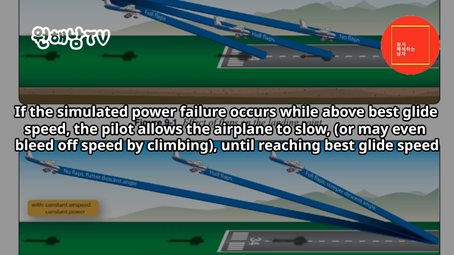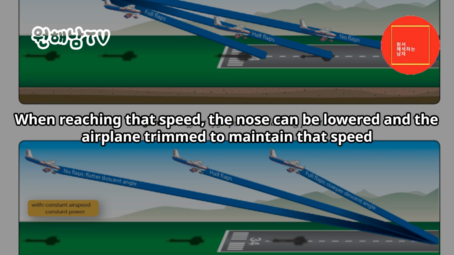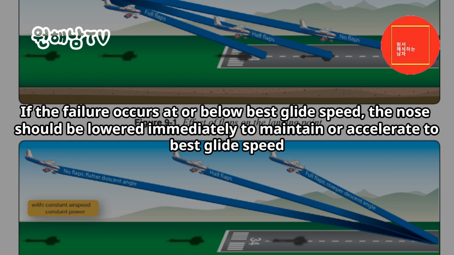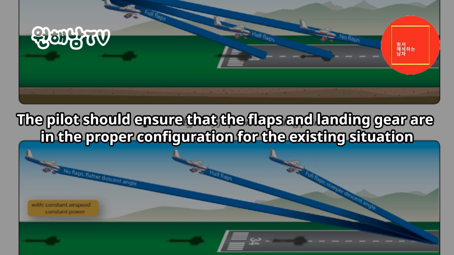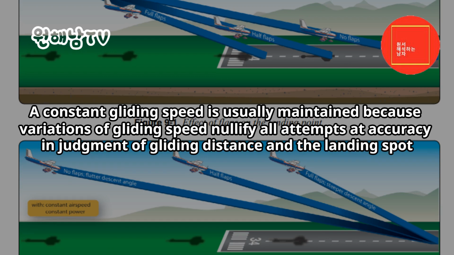If the simulated power failure occurs while above best glide speed, the pilot allows the airplane to slow, or may even bleed off speed by climbing, until reaching best glide speed. When reaching that speed, the nose can be lowered and the airplane trimmed to maintain that speed. If the failure occurs at or below best glide speed, the nose should be lowered immediately to maintain or accelerate to best glide speed. The pilot should ensure that the flaps and landing gear are in the proper configuration for the existing situation. A constant gliding speed is usually maintained because variations of gliding speed nullify all attempts at accuracy in judgment of gliding distance and the landing spot.